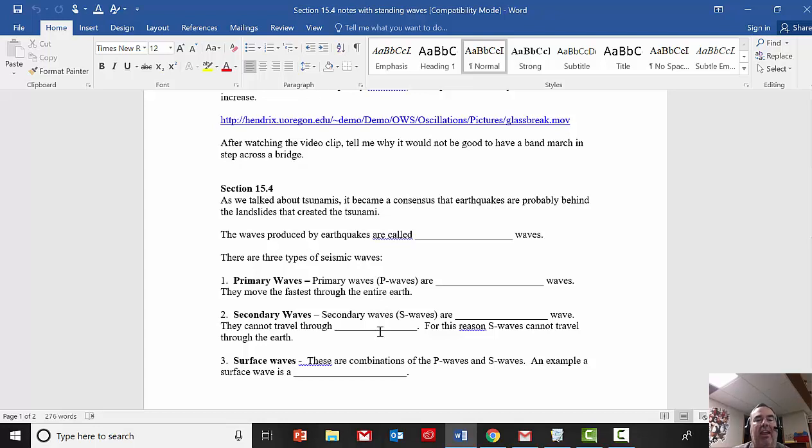The key thing here is they cannot travel through liquids. So they cannot travel through the center of the earth because we know that we have that liquid core.